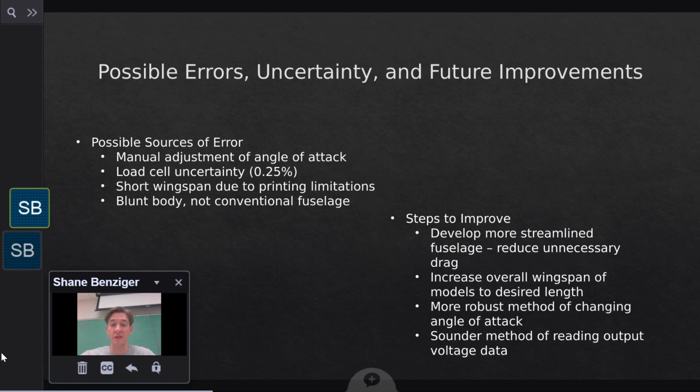To improve our experimental setup, we could have developed a more conventional streamlined fuselage to limit unrealistic drag characteristics on the body, and increase the wingspan of each model to the desired length in order to ensure more accurate lift results. Additionally, a more robust method of manipulating the angle of attack of the wing model can be used, as well as a more accurate method of reading voltage output data without excessive noise.